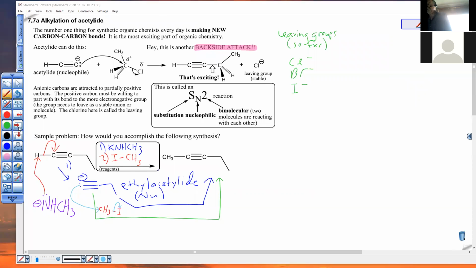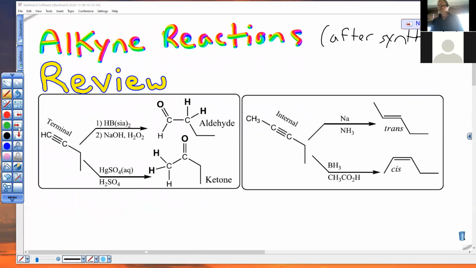Let's look at what we have available to us now. After you've alkylated acetylide, you can have molecules like ethyl acetylene, or you can call it 1-butyne. I'm going to sneak in review all the time. Ethyl acetylene is its common name, or 1-butyne would be the IUPAC name.